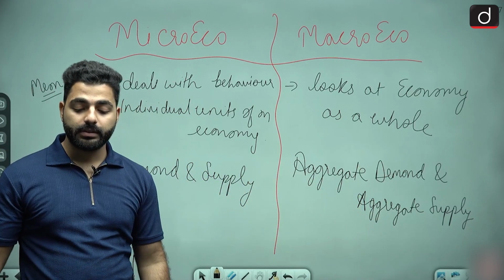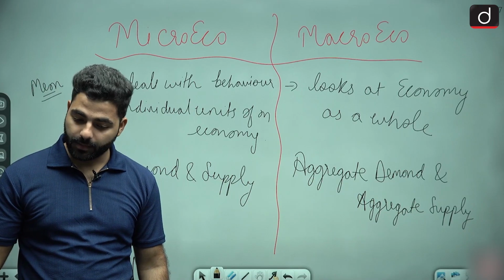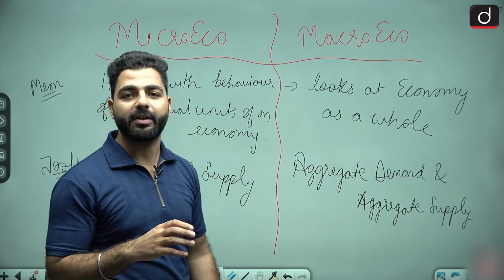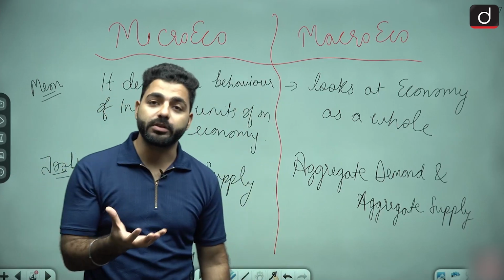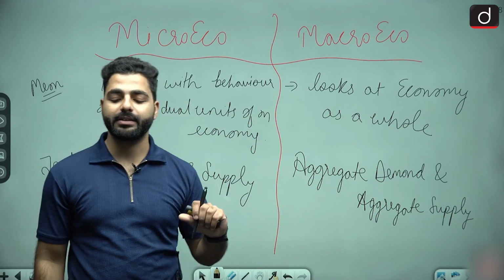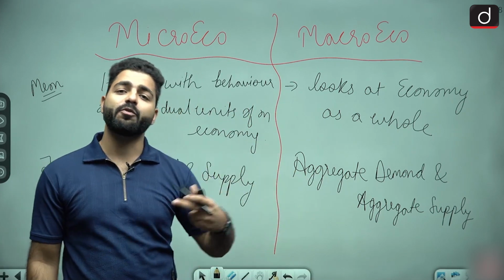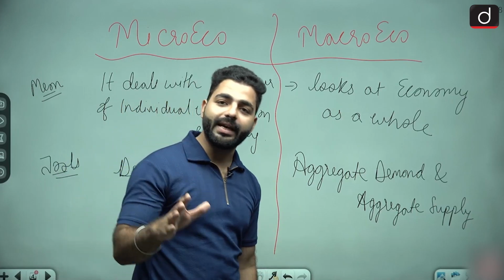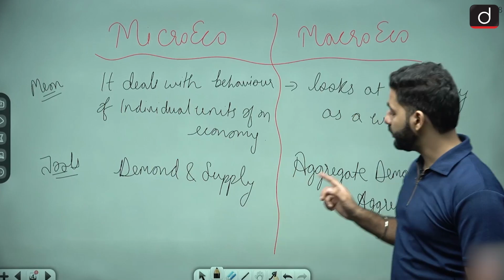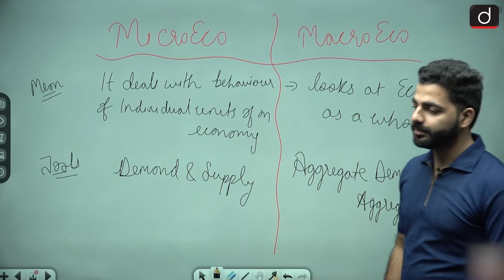Yes, someone is saying national income. No, national income is an example of macroeconomic variable. But I am asking what are the tools? Tool पूछा है मैंने. Tool is aggregate demand and aggregate supply. Abhi we will see the examples ki what we have to study under the macro. Then in that sense you are right, but the tool is not national income. The tool is aggregate demand and aggregate supply. So this is the tool.